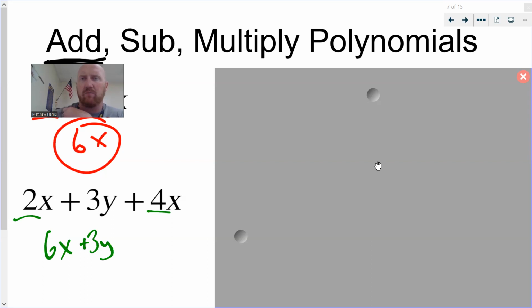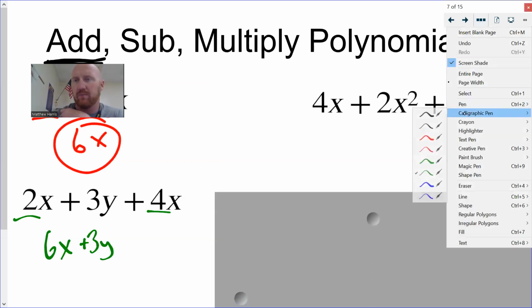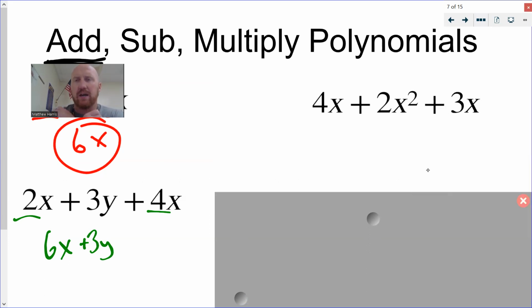Now we're going to look at what happens when we get to something like this. Okay. We have something like this: 4x plus 2x squared plus 3x. So if we look here, they all have an x variable, but the difference is this exponent. Okay. When you say an exponent, think of it as a different variable. So the 4x and the 3x, these are like terms because they're both x to the first power. So we can combine these. So this is 4x plus 3x is 7x.